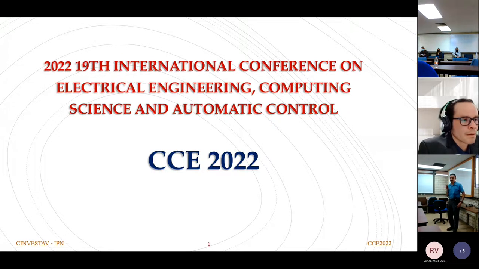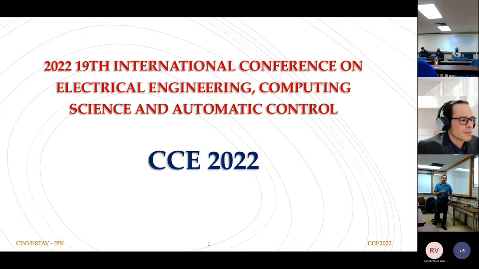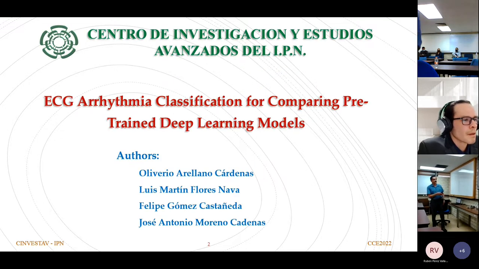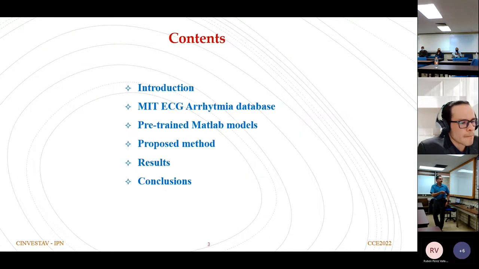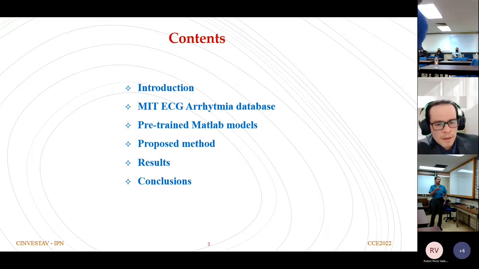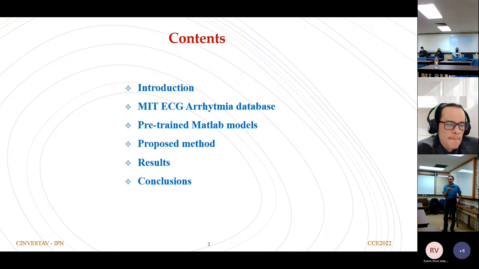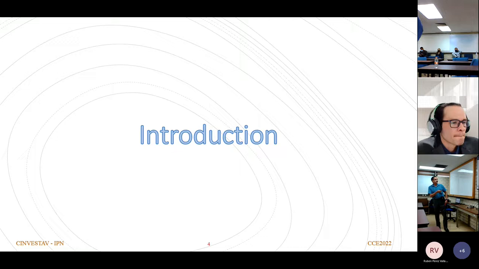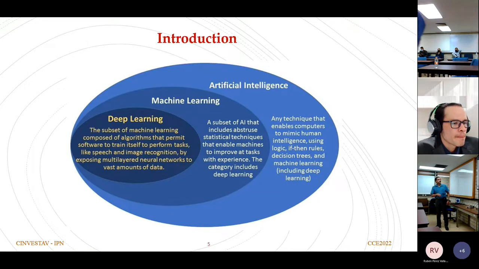Okay, good evening everyone. Here is my presentation for this work. The title is ECG Arrhythmia Classification by Comparing Pre-trained Deep Learning Models. This is the team that worked on this work, and my name is Oliverio Arellano Cárdenas. The content of this presentation will be: introduction, MIT-BIH arrhythmia database, pre-trained MATLAB models, proposed method, results, and some conclusions. We start with the introduction.